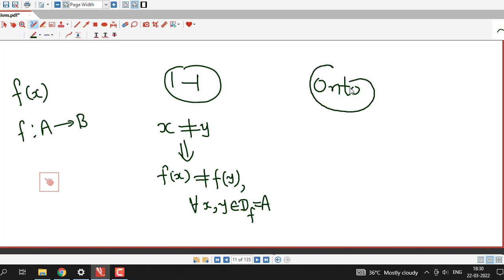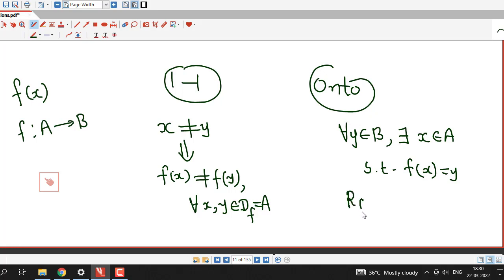And onto means for every element of the codomain, there exists at least one element in the domain such that f(x) equal to y. If this happens, then function f is called an onto function. In other words, f is onto if the range of the function is equal to the codomain of the function.